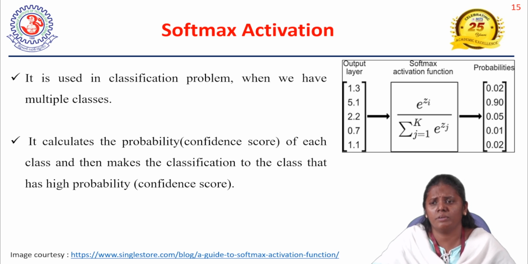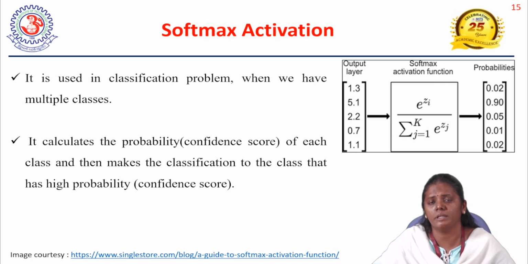Similarly, not going into healthcare, generally, I'm giving images and I want to find whether it is the image of a dog or a cat or a horse or a rat. So for example, here it is 4 classes, right? So when I have a multi-class classification problem to be solved, then I can go for using the softmax activation function. So how is it calculated? It calculates the probability, or you can say the confidence score, of each class, and then makes the classification to the class that has the highest probability, or confidence score.